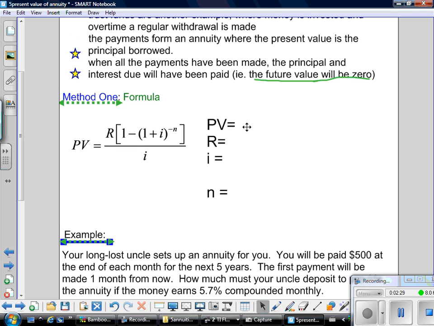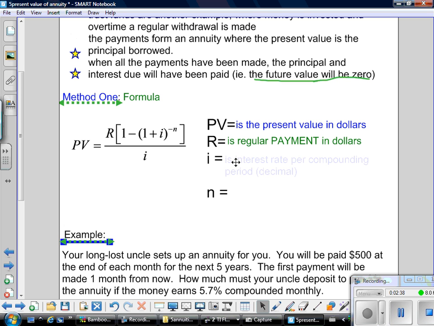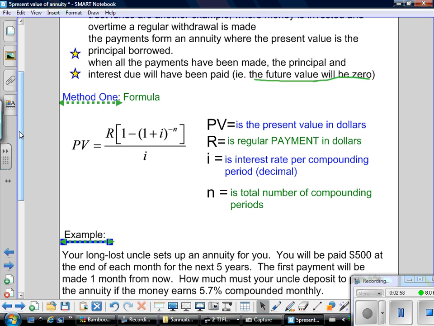So what these stand for: present value is in dollars. Our R is our regular payment in dollars, or withdrawal if we're withdrawing money from it. I is the interest rate per compounding period as a decimal. So when we use the formula, we have to change the interest rate to a decimal and then divide by our compounding frequency. And n is the total number of compounding periods for the life of the investment.